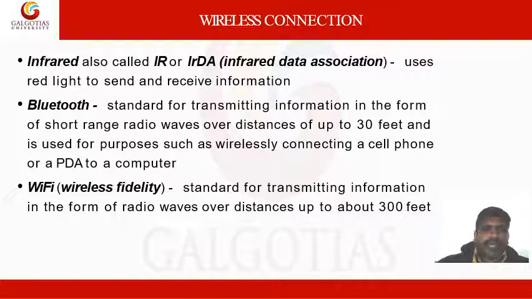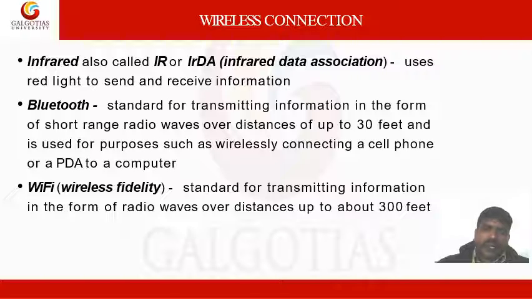Then wireless connection. Infrared, also called IR or IrDA, that means Infrared Data Association. What is the use of this? It uses red light to send and receive information. This option is available in our phone also. Just 1 foot or 2 feet distance we can transfer data. Then we can use this infrared communication. That is one type of wireless connection.